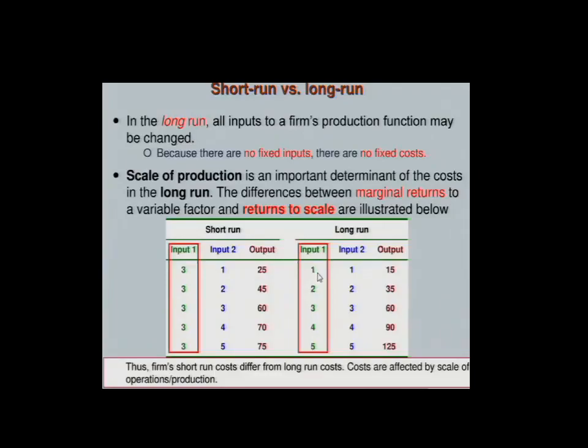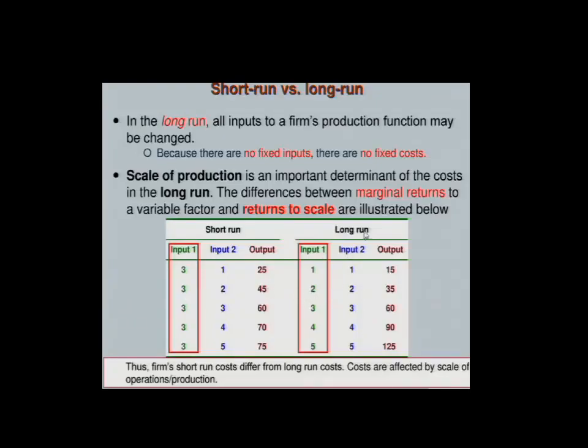Now, in the long run, however, notice that there is no fixed input. For each person, now we have 1 machine. So 1 machine, 1 person, produces 15 units. This guy was able to operate 3 machines here in the short run and produce 25 units. So they can actually run between the machines, right? But here is only 1 machine and 1 person. So that makes sense, 15 units. It's less output. But then when we added the second person, 2 of them operating machines, they could produce more.